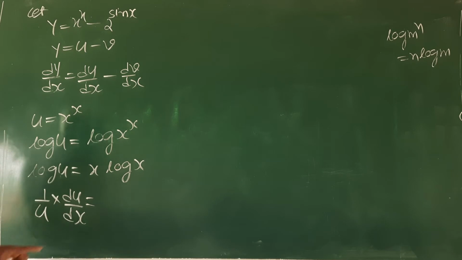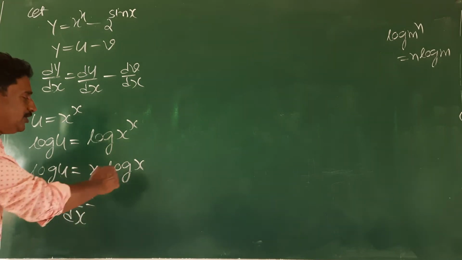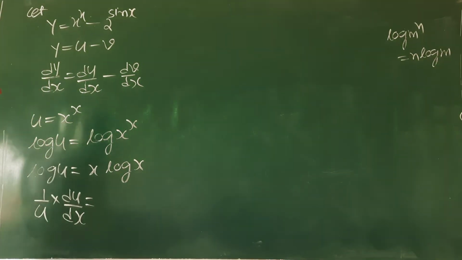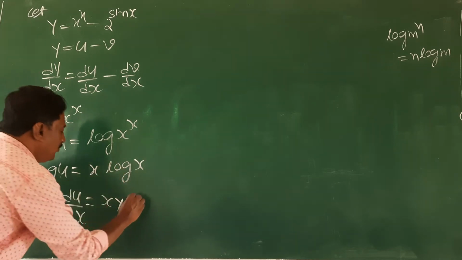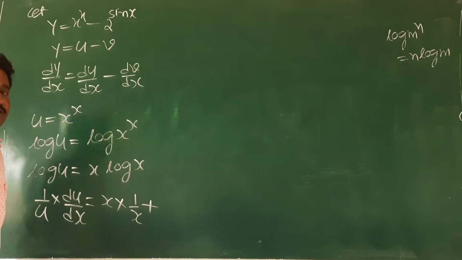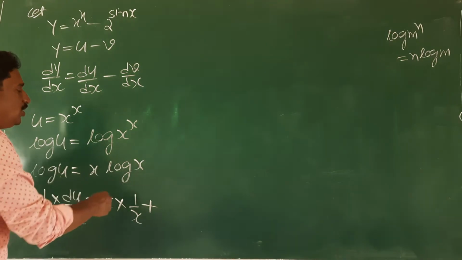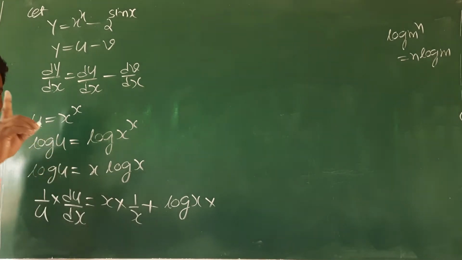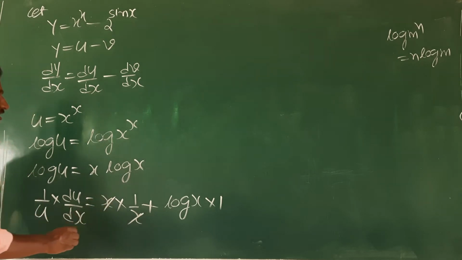Apply the UV rule. Here we have two functions in product form. If two functions are in product form, applying the UV rule is a must. Apply the UV rule, students. x into differentiation of log x, which is 1 by x, plus keep that log x as it is, into differentiation of x, which is 1. Okay students, x gets cancelled.